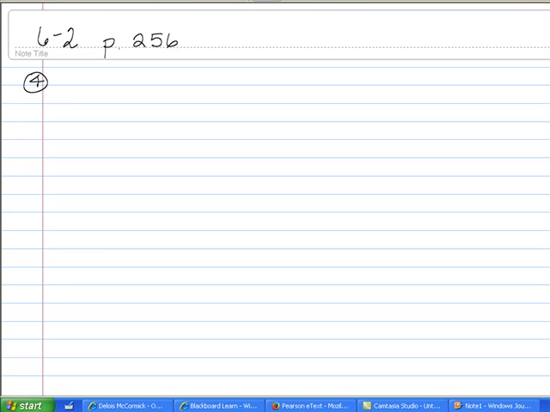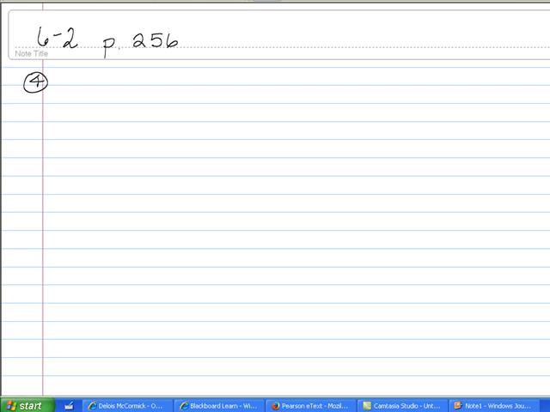Today we're taking a look at some sample problems from section 6-2, and those begin on page 256 in our textbook. And the first thing I want to do is number 4, because this is something I didn't mention in the lecture, and I want to discuss what this means.